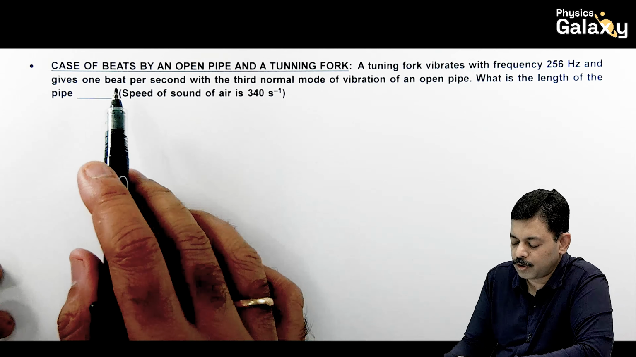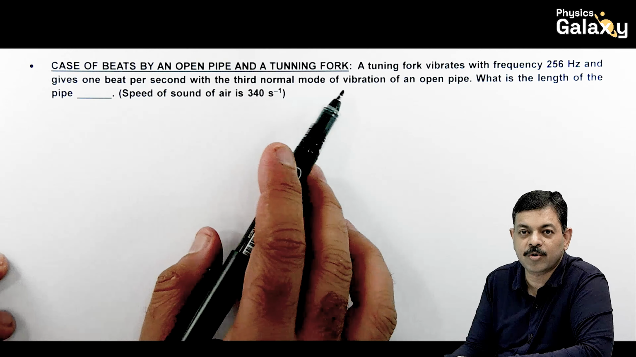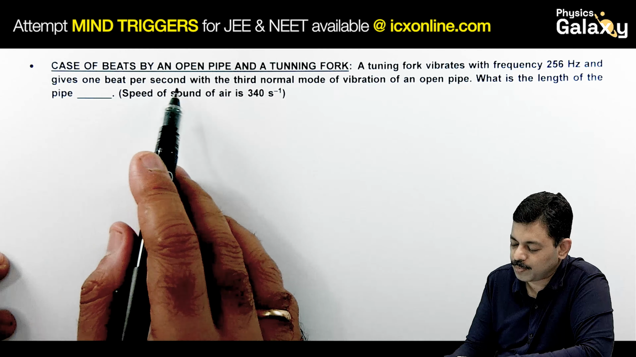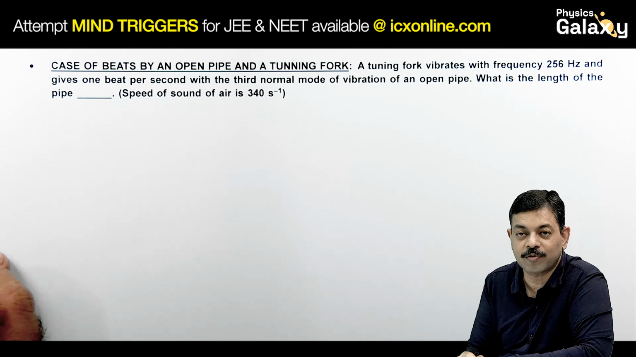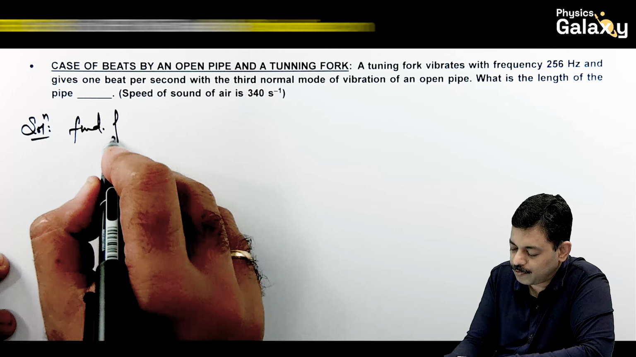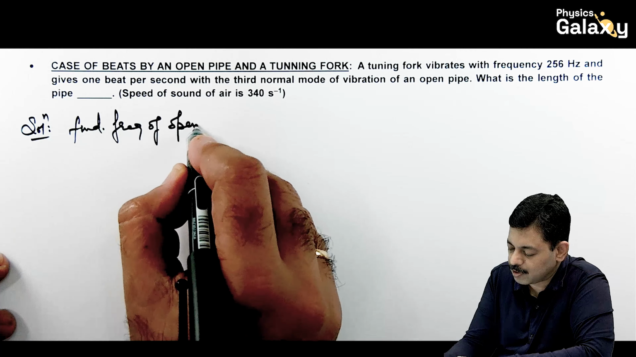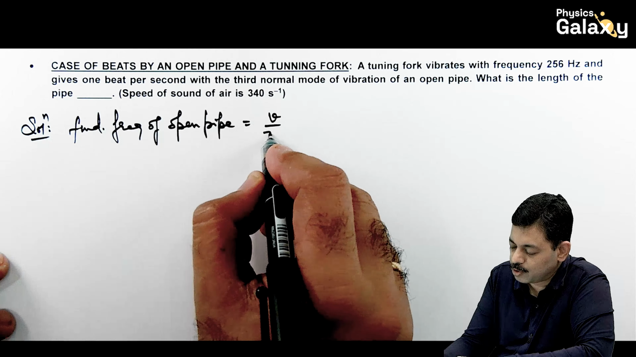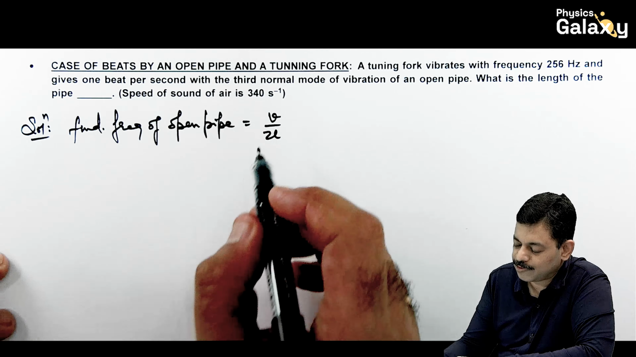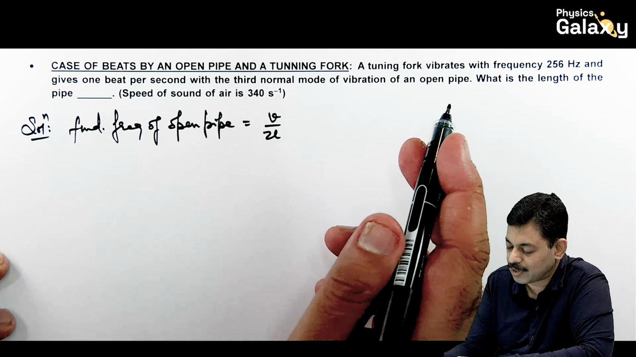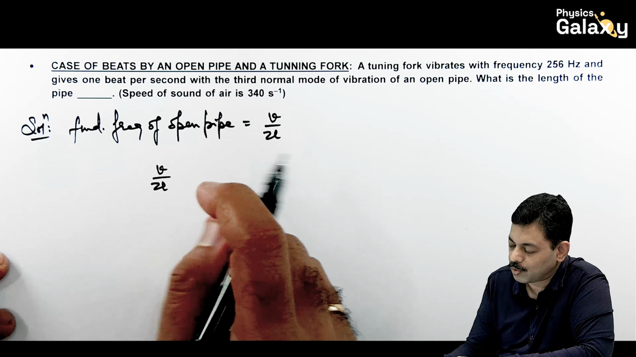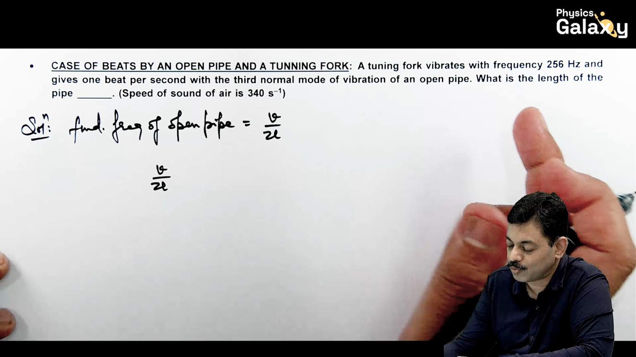Thank you, Bhoji. Here we will be talking about beats by an open pipe and a tuning fork. So here it says a tuning fork vibrates with the frequency 256 Hertz and gives 1 beat per second with the third normal mode of vibrations of an open pipe. When we talk about open pipe oscillations, the fundamental frequency of an open pipe is given as V/2L. It is asking what is the length of the pipe, and the speed of sound in air is given. So the difference between 256 and V/2L here is 1, either way it can be. In this case we can write V/2L should be equal to either 255 or 257. There can be two possible answers.